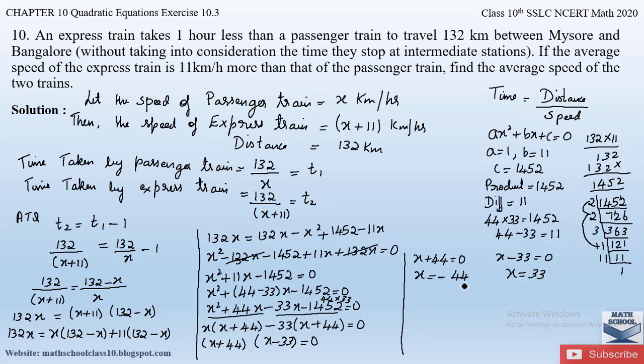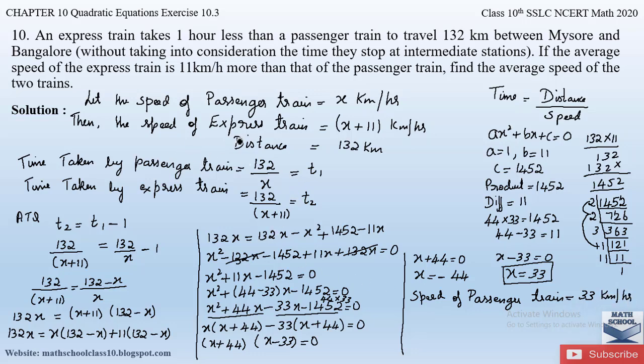Now what did we assume initially x as? We had assumed this speed of passenger train to be x kilometers. So since the speed cannot be negative, we will ignore this minus 44 value and we will take x is equal to 33. Therefore, let us write down speed of passenger train is 33 kilometers per hour.